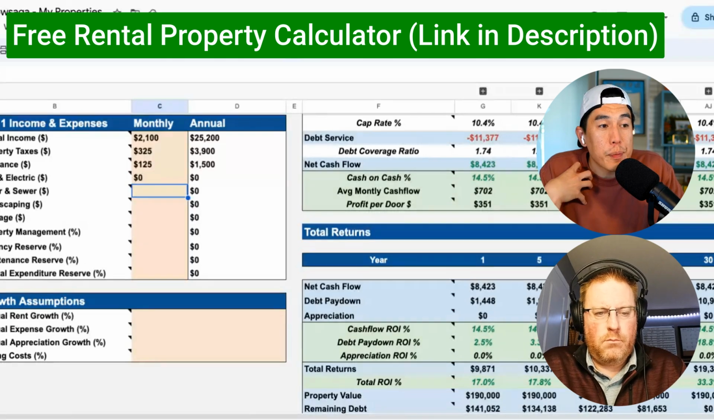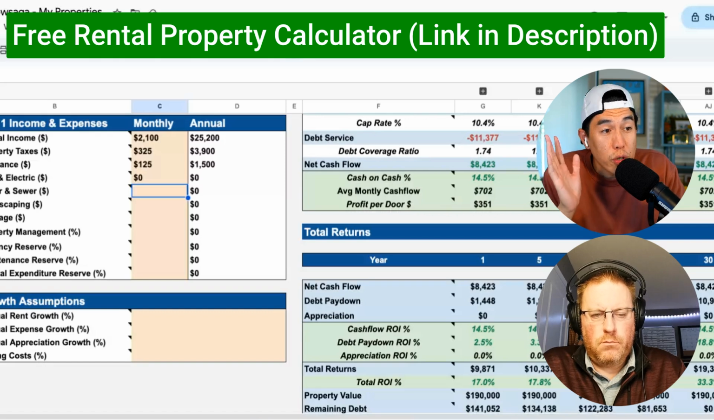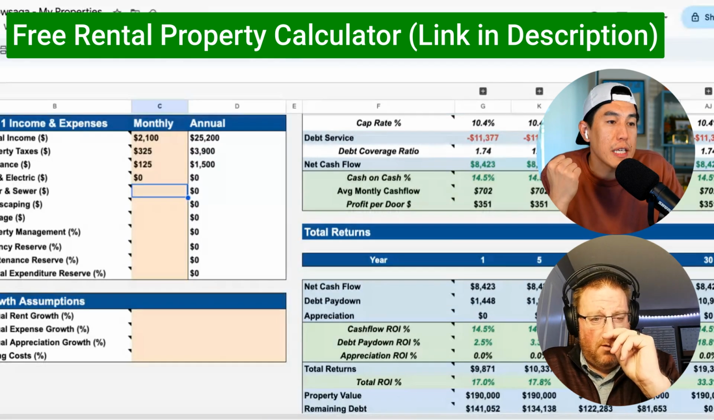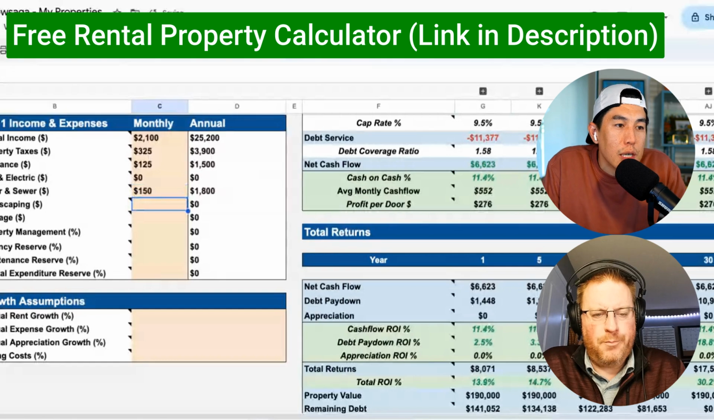Mike, from my experience, what I've seen, this can depend, but I think $60 to $70 a door makes sense here. So I want to put in 125 to 150. We could be a little bit more conservative. Let's put it at 150, $75 a door. We'll put it at that.